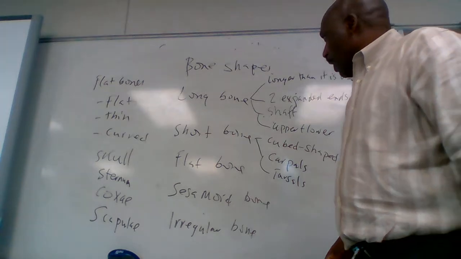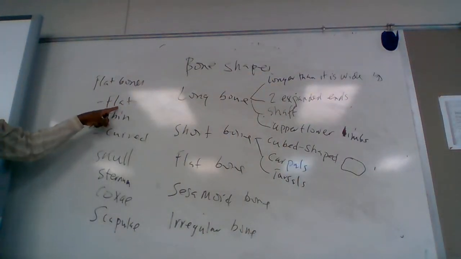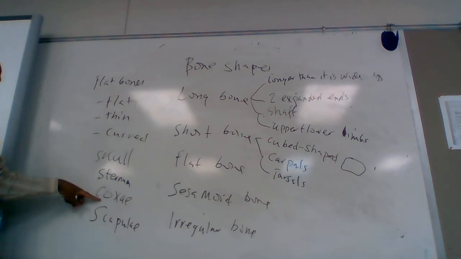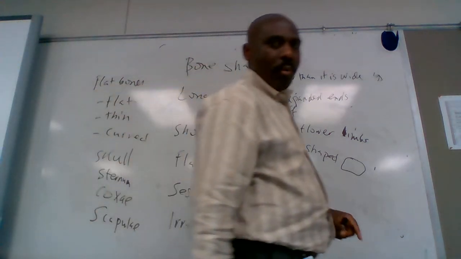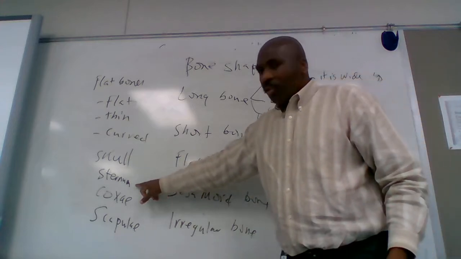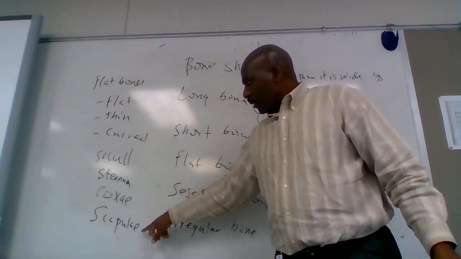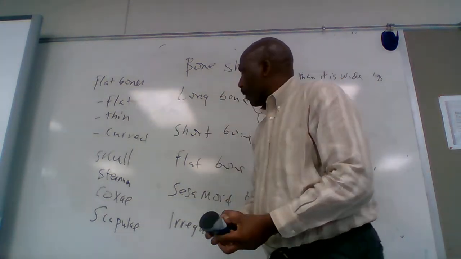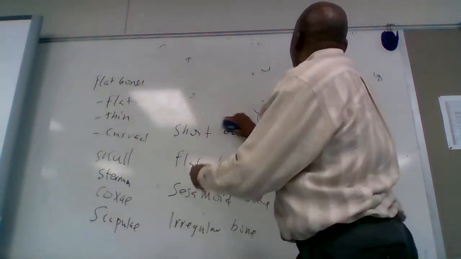Then we'll go down to sesamoid bones. So one more time, flat bones are flat, thin, and curved. We find them in the skull, sternum, coxae, and scapulae. Remember, the coxae are your hip bones. The sternum is found right here, the middle of your chest. The scapulae are what you commonly call the shoulder blade. Sesamoid bones.